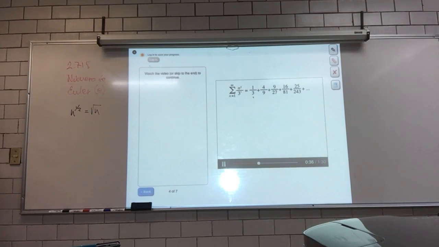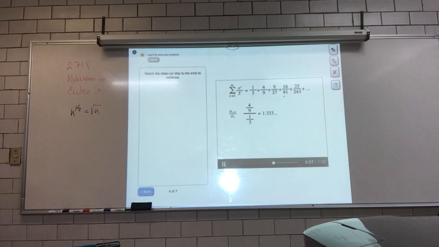For this test, we'll be taking the ratio of neighboring terms in a series. We'll be looking specifically at the n plus 1 term in the series divided by the nth term. For example, the second term divided by the first term is 4/9 over 1/3, which is approximately 1.333. The second term is bigger than the first.